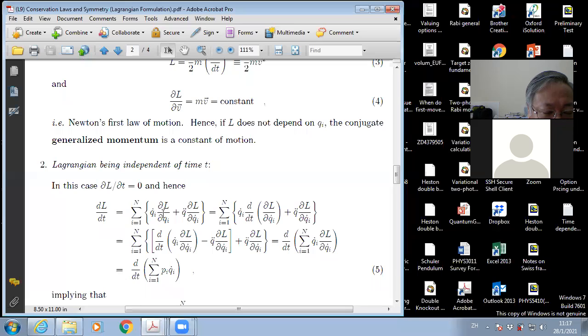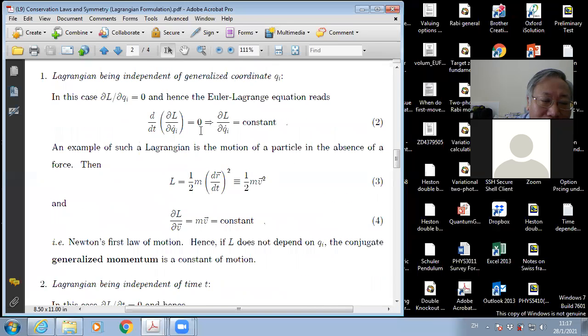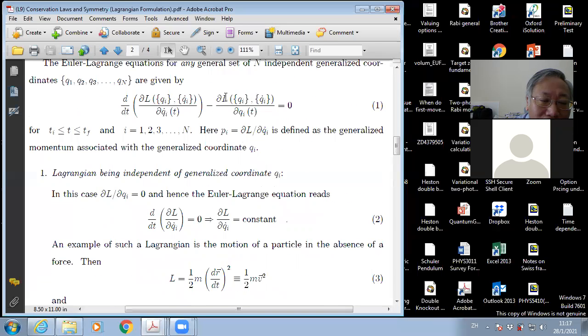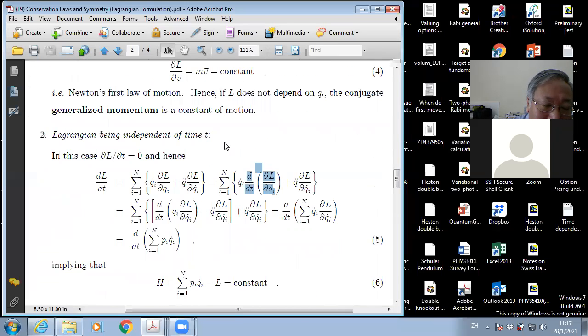According to the Euler-Lagrange equation of motion, ∂L/∂qi is equal to this, okay? The Euler-Lagrange equation of motion, all right? So if I move this to the right-hand side in equation 1, then ∂L/∂qi is equal to d/dt ∂L/∂q̇i. So by making use of the Euler-Lagrange equation of motion, we can rewrite the first term in this form, all right?